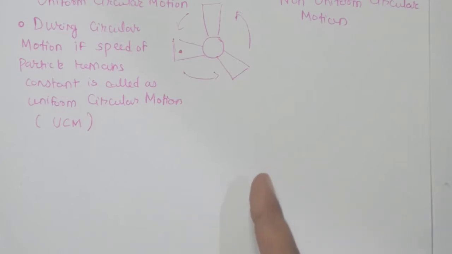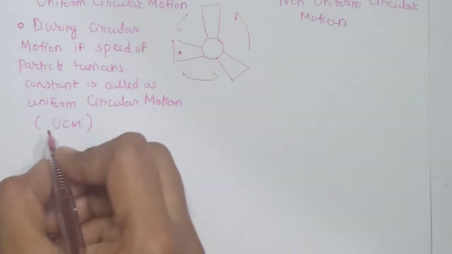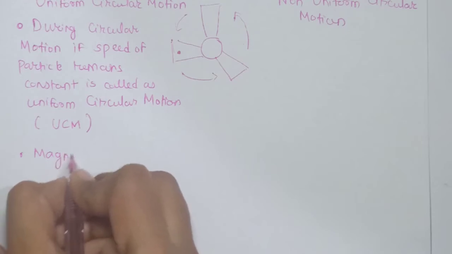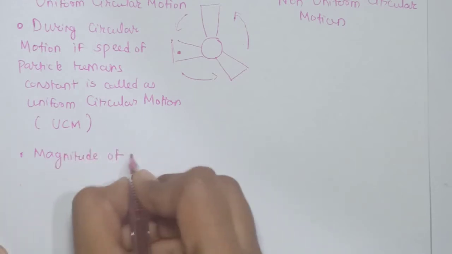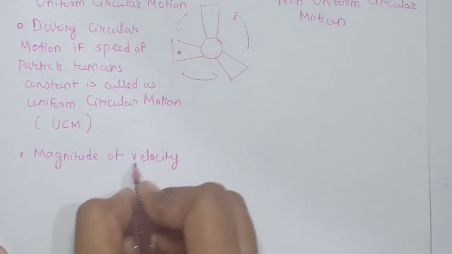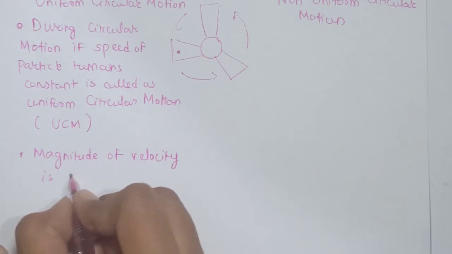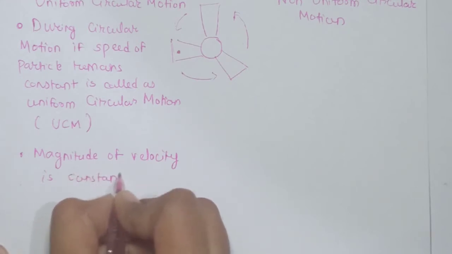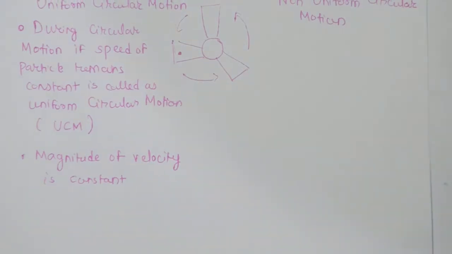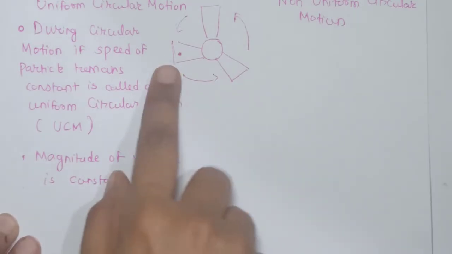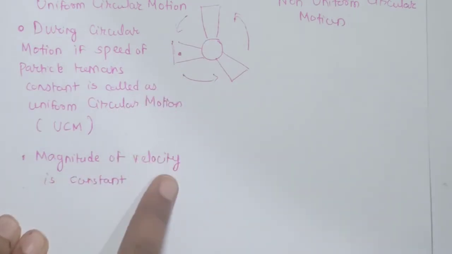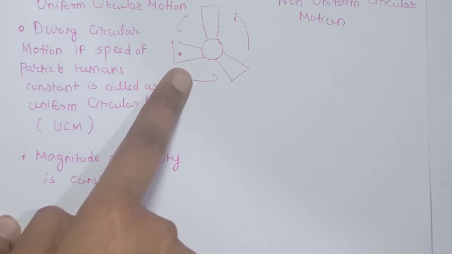In this case, the magnitude of velocity is constant. What is that? The magnitude of velocity, which is nothing but speed, is constant. So whatever particle is performing circular motion, the speed of that particle will be constant. Only the direction of motion is changing at every instant. For example, this particle, instead of following rectilinear motion, changes its direction at every instant.